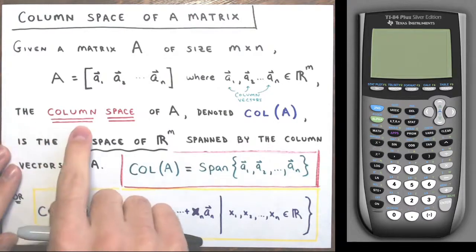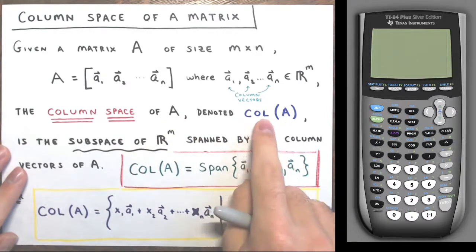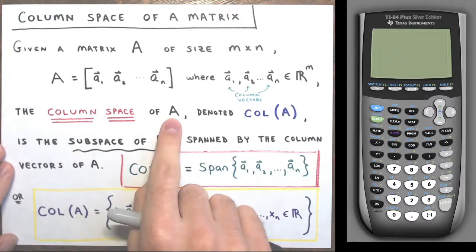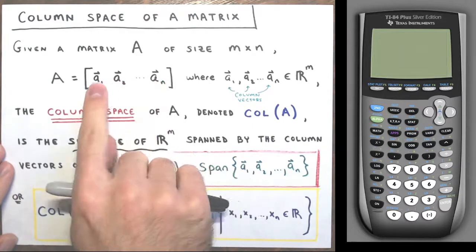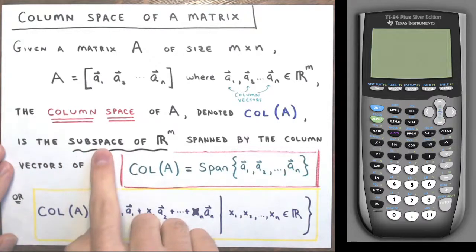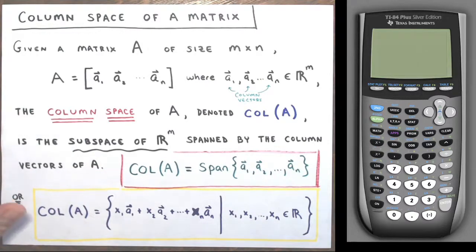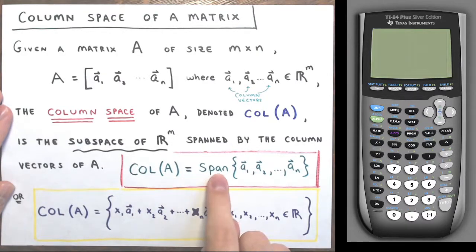The column space of matrix A, denoted Col(A), is the subspace of R^m, like each of the columns from the matrix comes from R^m as a vector from Euclidean space. It's the subspace of R^m spanned by the column vectors of A. If you remember span, I can write it this way: the column space of A is the span of the n column vectors of A.